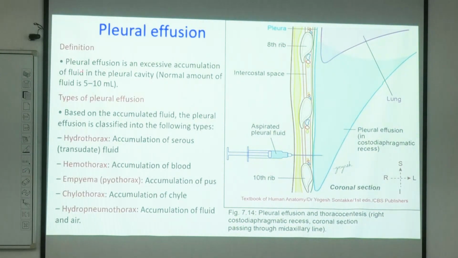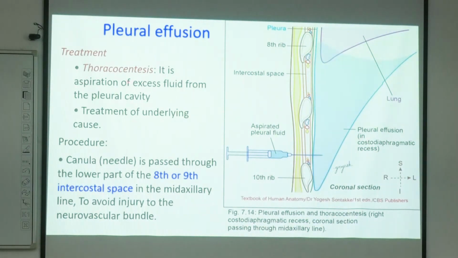So what is pleural effusion? It is excessive accumulation of fluid in the pleural cavity. Normal amount is 5 to 10 mL. Here the amount will be more. Based on the accumulation of fluid, pleural effusion is classified into these types. Hydrothorax means accumulation of serous or transuded fluid. Hemothorax means accumulation of blood. Empyema or pyothorax is accumulation of pus. Chylothorax is accumulation of chyle, and hydropneumothorax is accumulation of fluid and air. In all cases, there will be obliteration of this angle.